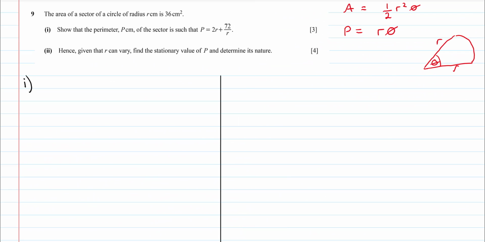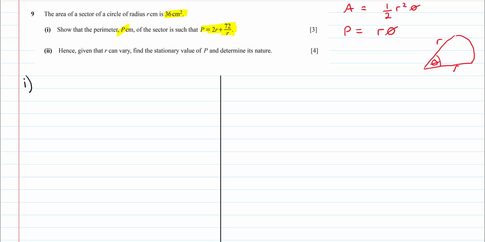Question 9, part 1. We're given the area of a sector of a circle of radius r centimeters is 36 centimeters squared, and we need to show the perimeter P is equal to 2r plus 72 over r.